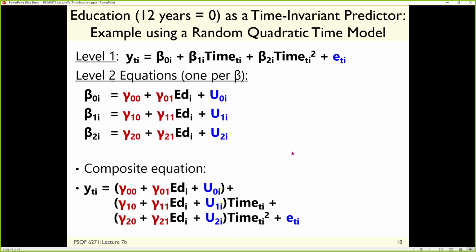Okay, so the composite equation looks like this then. If I shorten everything up, here is the level 2, level 1 version. If I distribute and then don't use the betas, this is what it looks like instead. So then I think the composite equation makes it easier to see that gamma 11 is multiplied by time and gamma 21 is multiplied by time squared.